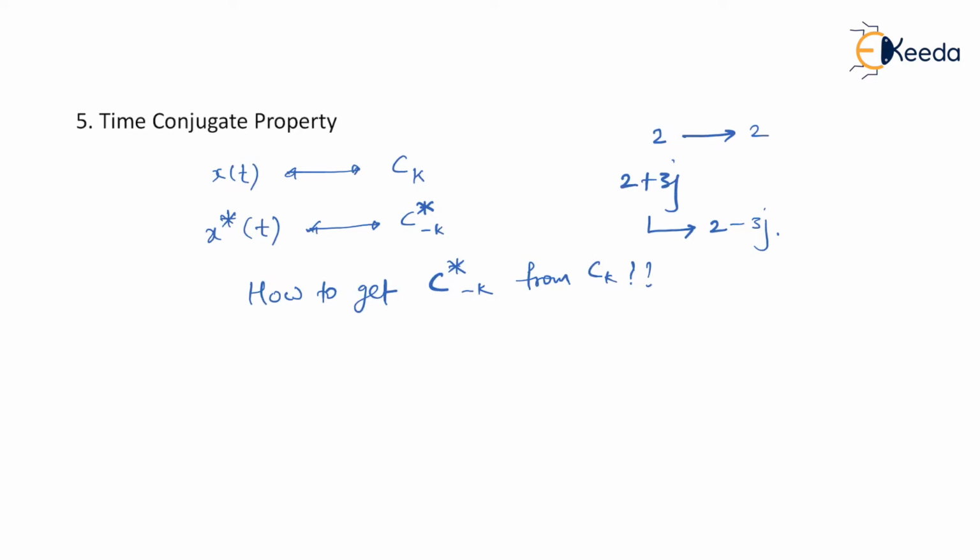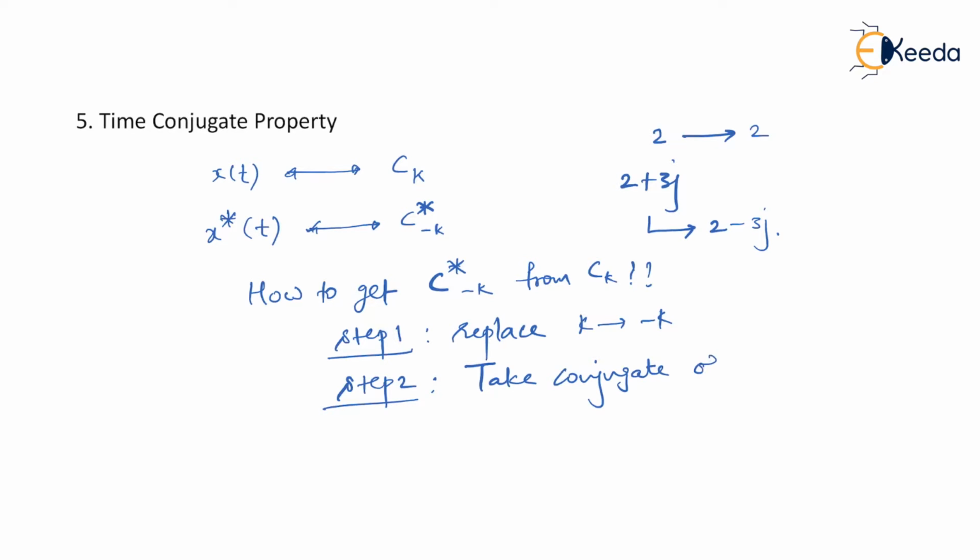So the question is how to get C conjugate of minus k from Ck. Step number 1, replace k with minus k, and step 2, take conjugate. So once you replace k with minus k, Ck becomes C minus k. And now C minus k is ready with you. Just take conjugate of C minus k, then it becomes C minus k conjugate. So this is how we get C conjugate minus k.